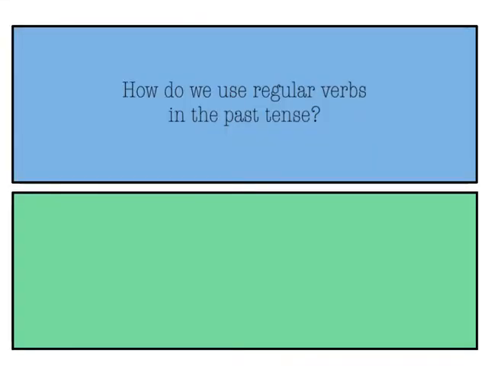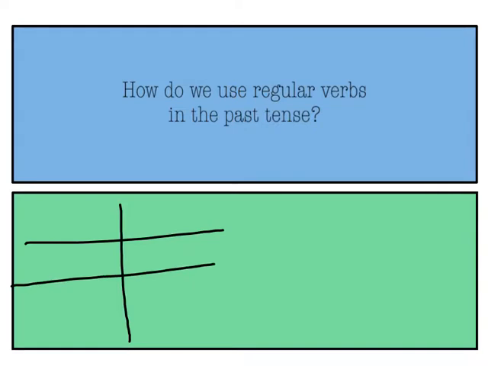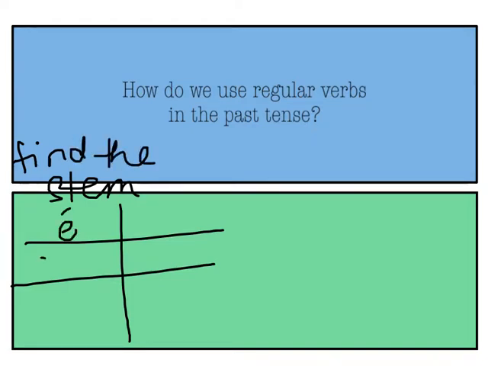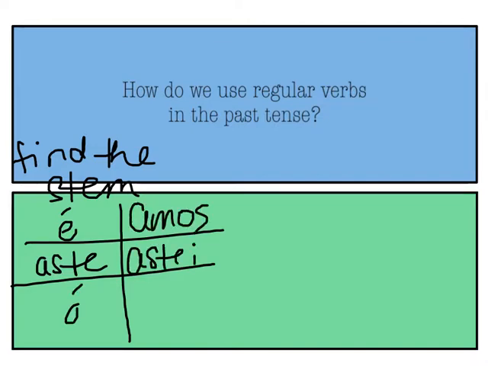Hopefully this video has been a good refresher for you of how we use regular verbs in the past tense. Hopefully it sparks some memories from last year. If I were you, I would just go ahead and write down, find the stem, just like we do in the present tense, and then I would add my endings. Aste, é, amos, asteis, aron.